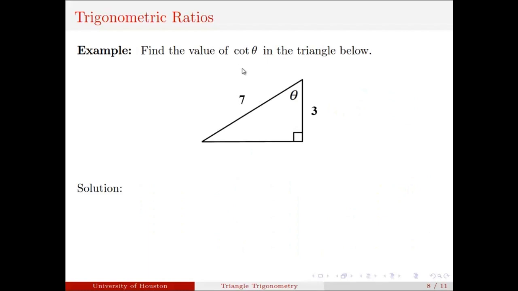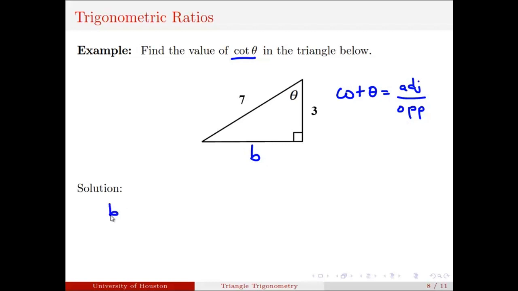For this next triangle, let's find the value of cotangent of theta. Recall that cotangent of theta is adjacent over opposite. Now, theta is in a different location compared with the previous triangle. For this triangle, and for this angle theta, the adjacent side would be the side with length 3, and the opposite side would be this side, which we'll label b. Again, this side length is unknown, so we'll have to solve for it.